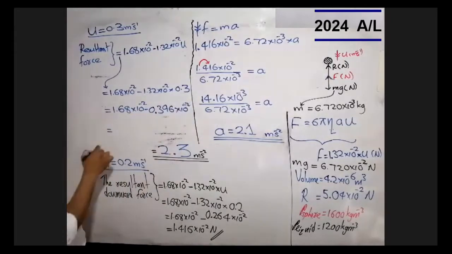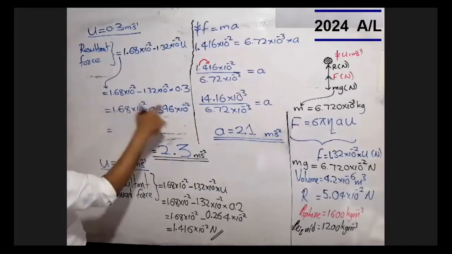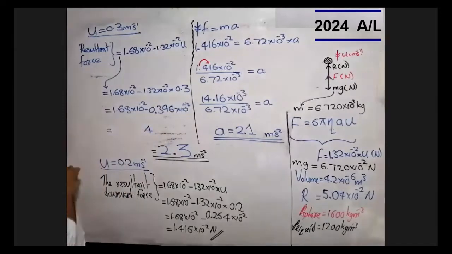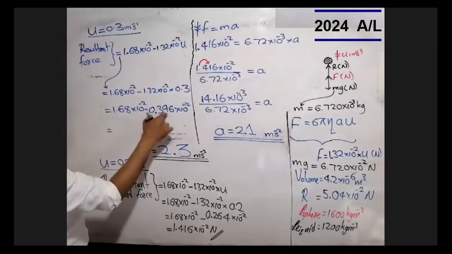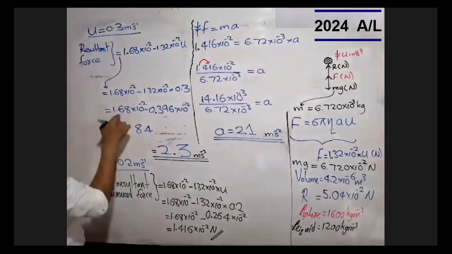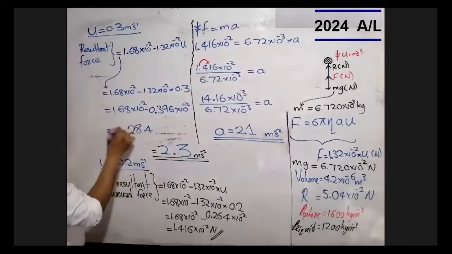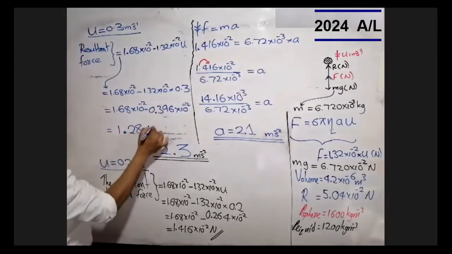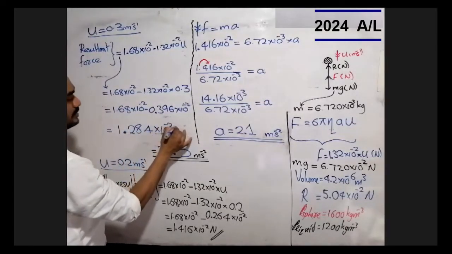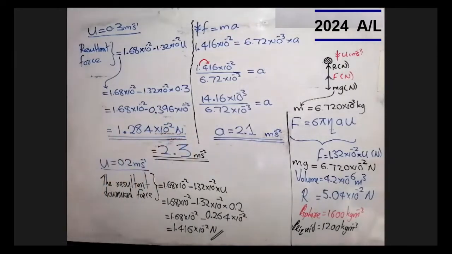Let's subtract. You have to take 1 from this side. So 8 will be 7 and this will be 10. 10 minus 6 is 4. 7 minus 9 can't, so take 1. 17 minus 9 is 8. This is 5, and because we have taken 1, 5 minus 3 is 2. So 1.284 into 10 to the power minus 2 Newton is the resultant force. Who got this answer earlier?